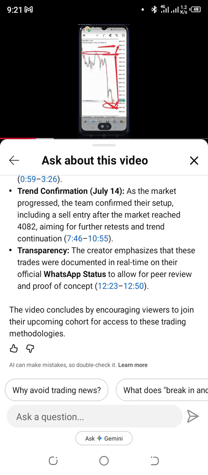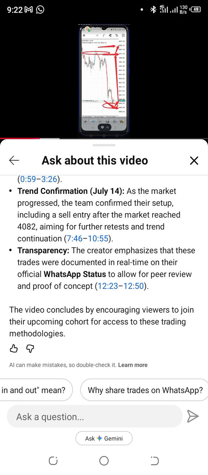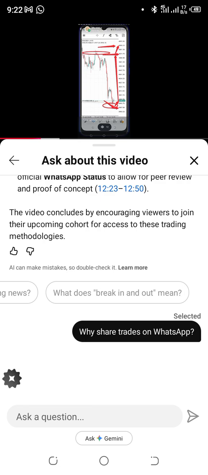So this is a summary of the video. When you ask Gemini to do a summary for you, you can see how detailed the video was. Now for all other questions, you can see questions like why avoid news trading, what does break in and breakout mean, why share trades on WhatsApp. So let's look at the answer analyzing those contents.